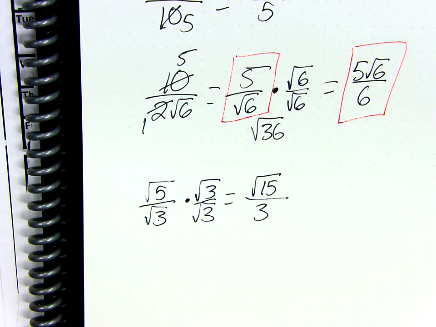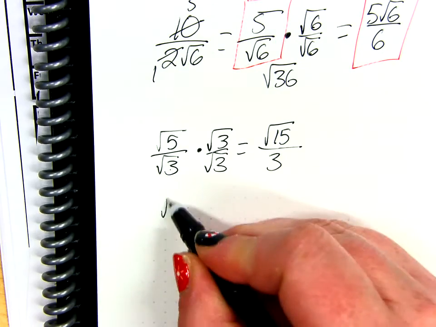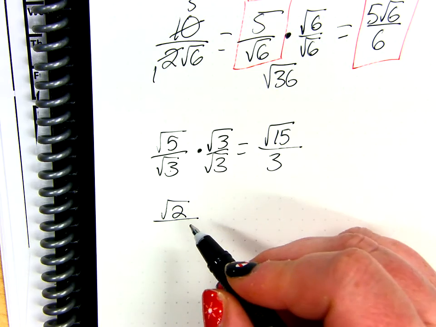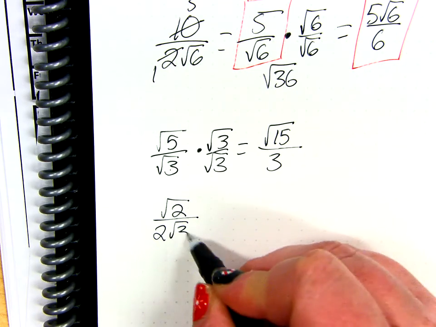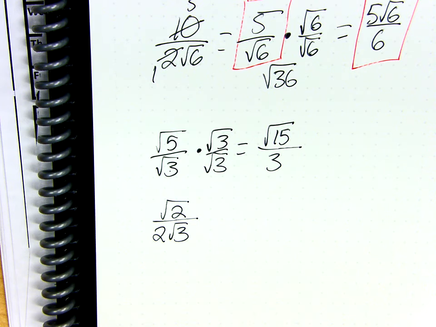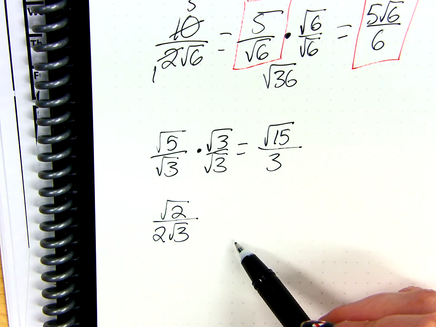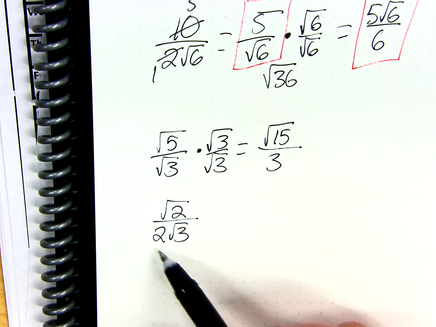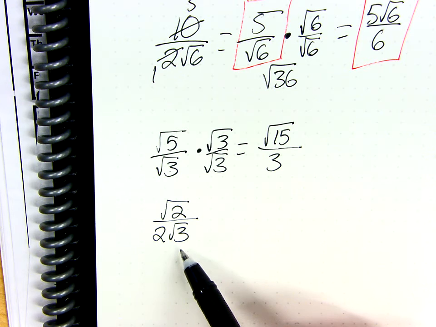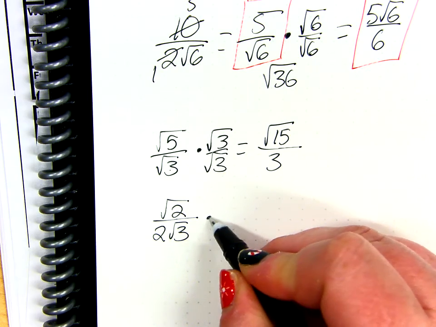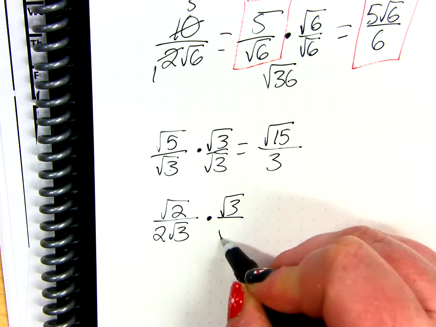Take a look at something like number, let's just do 8 real quick. You have the square root of 2 over 2 square root 3. So here's a very common misconception, that you have to multiply by 2 root 3 on top and 2 root 3 on the bottom. You actually don't have to. Because the 2 is not the problem. The 2 is fine. It's the square root of 3 that I can't have. So, my easiest thing to do is just multiply by root 3 over root 3.